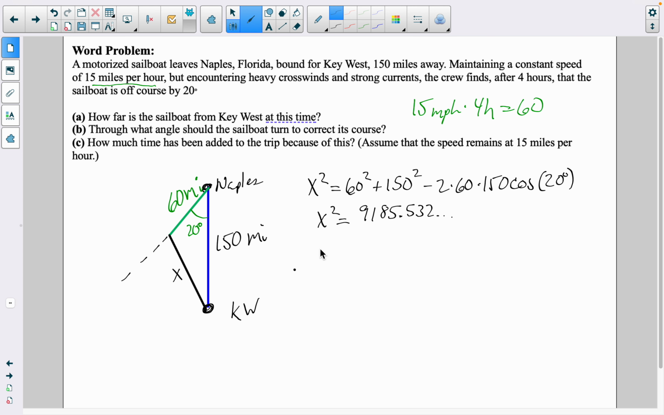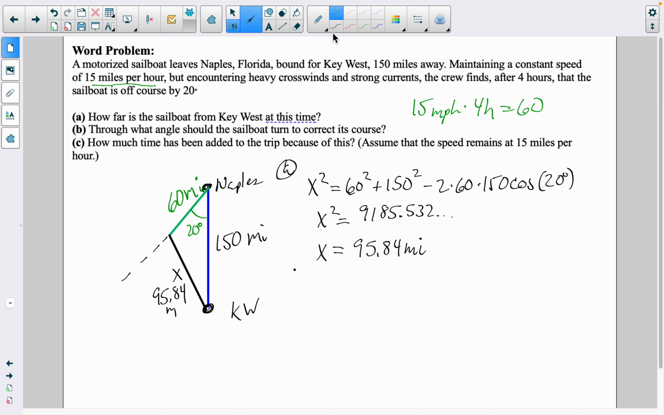And here's the mistake that happens: forgetting to take the square root. Take the square root to get what x is. And so x is about 95.84 miles. So you're 95.84 miles from your destination after 4 hours. All right, so that's the answer to A.